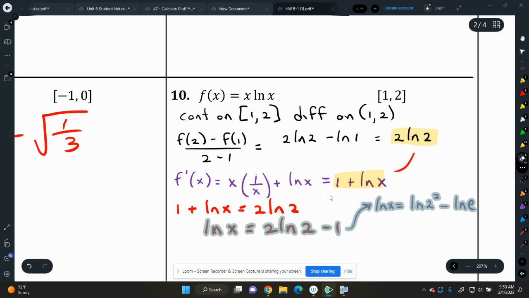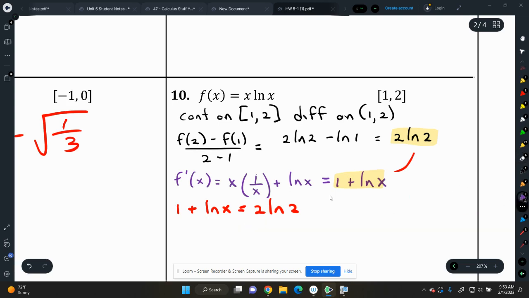I like that. So this is natural log of e plus natural log of x equals natural log of 4. 2 squared is 4, right? So now we can combine these. Natural log of ex equals natural log of 4, right? Therefore, ex equals 4, so x equals 4 over e. That's how I did it. Beautiful.